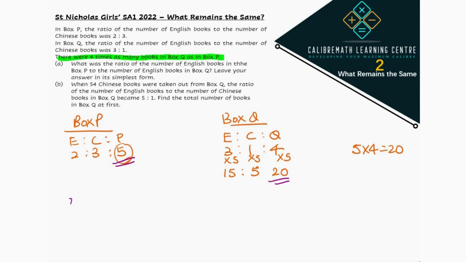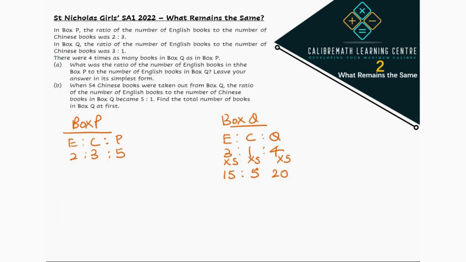Okay, so in part A, the question wants you to find the ratio of the number of English books in P, which is this unit over here, to the number of English books in Q, and that's over here. So we have the ratio to be 2:15, and this ratio is in the simplest form. The answer for part A is 2:15.